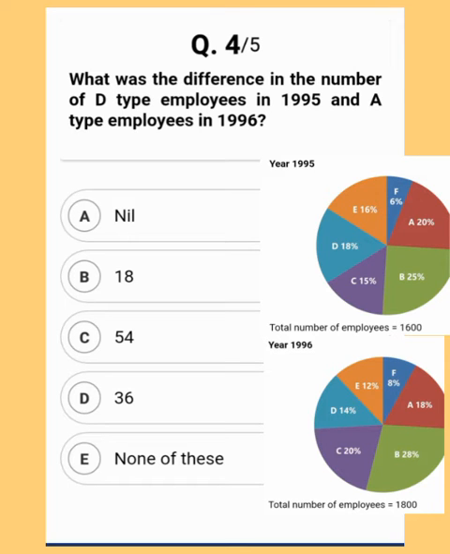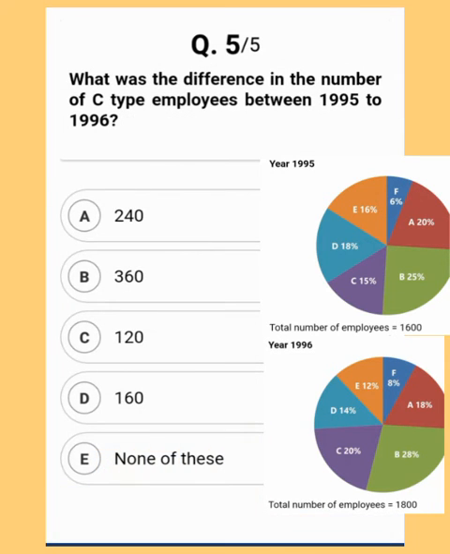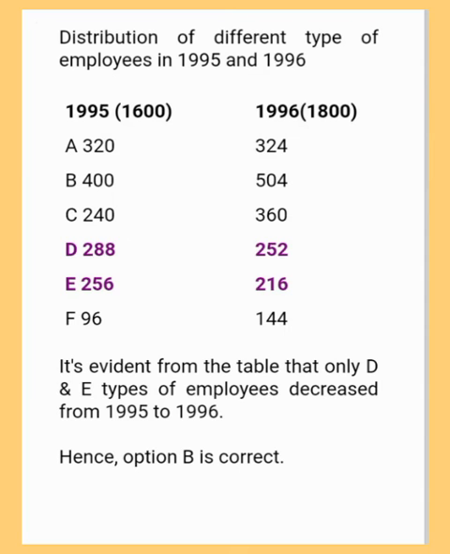Moving to the last question, which is the fifth question. What was the difference in the number of C-type employees between 1995 and 1996? Option A 240, option B 360, option C 120, option D 160, or option E none of this. Okay, so we are done with 5 questions. I hope you all are ready with the correct answers. So moving to the explanation section.